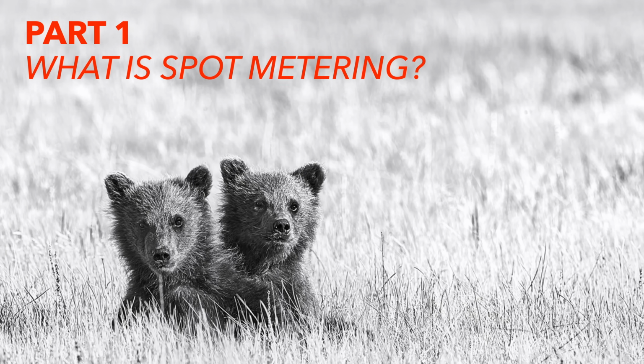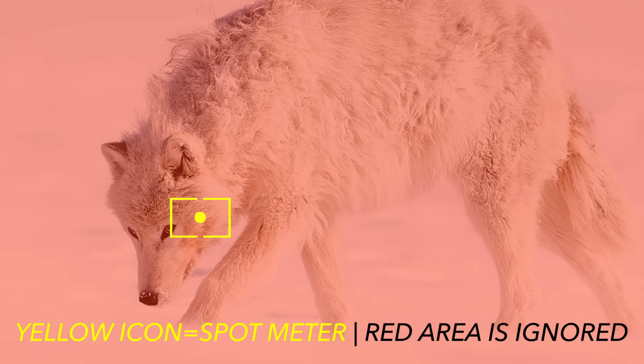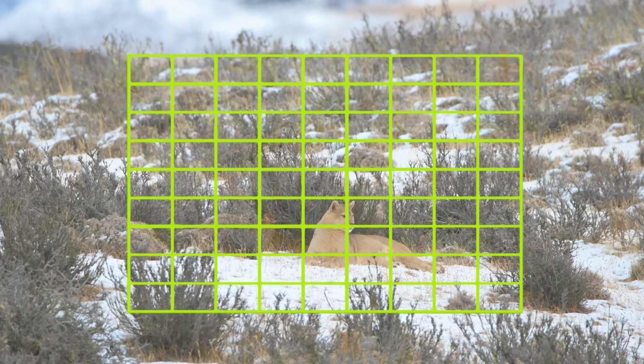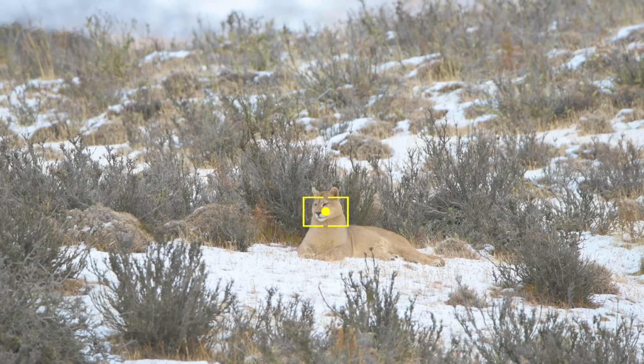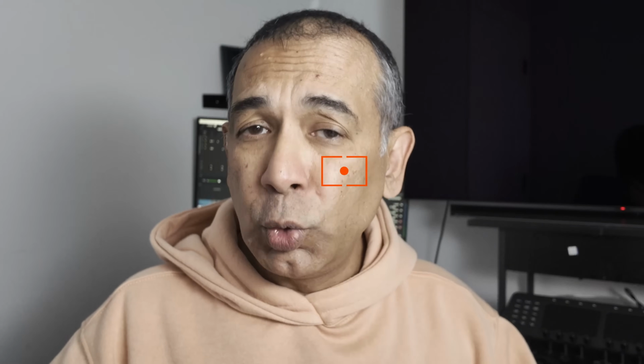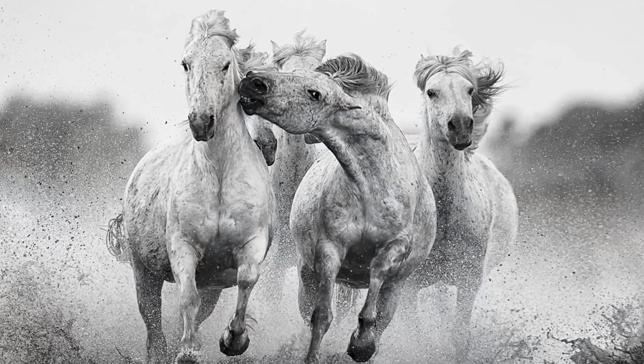So part 1, what is spot metering? I'm sure you guys already know what spot metering is, but I'm going to break this down and make it as simple as possible. Spot metering is nothing but a small percentage of your frame that the camera measures. That's it. In some cameras, you can attach that spot to the focusing point. That makes it a super powerful tool. In short, spot metering is just a small, tiny little area in the frame that you choose to measure. That's it. Nothing more, nothing less. It's as simple as that.